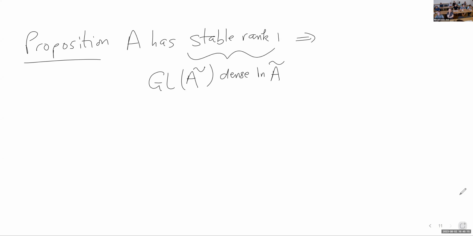What do you mean by GL? The invertible elements, yes, sorry, my lazy notation. So they should be dense in the minimal unitization. So this implies that P(A) has cancellation. And in fact, a necessary condition for having cancellation is that A has to be stably finite.